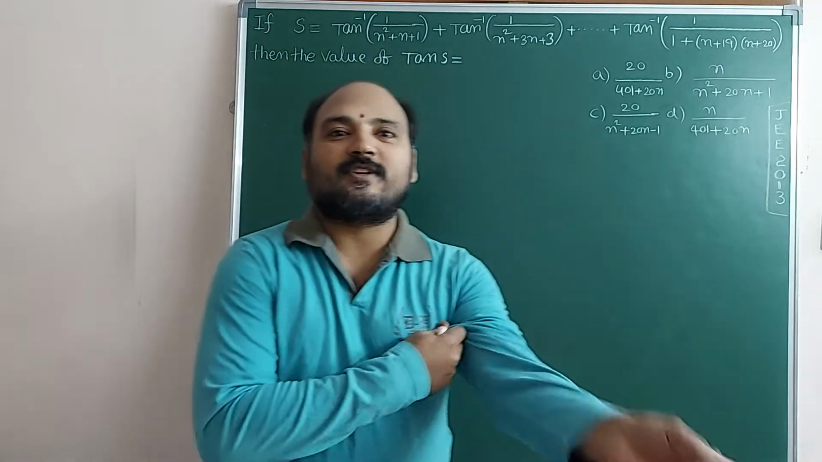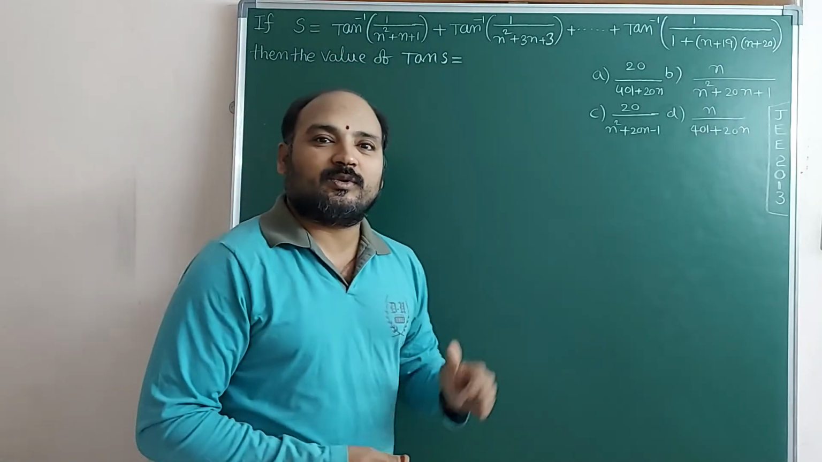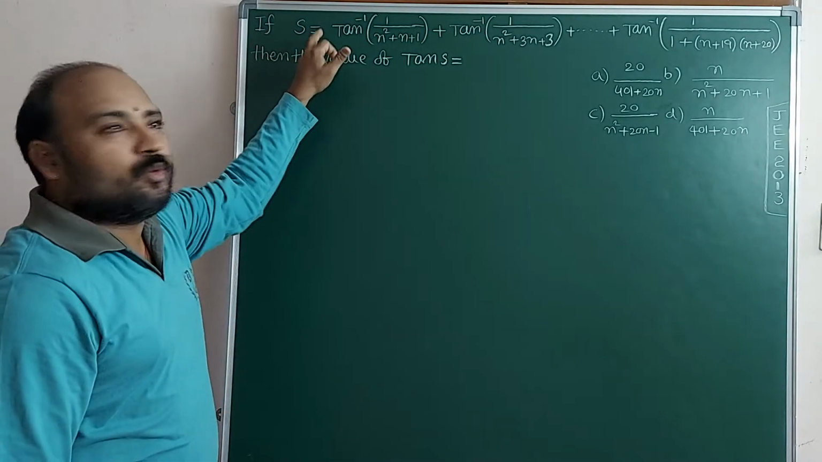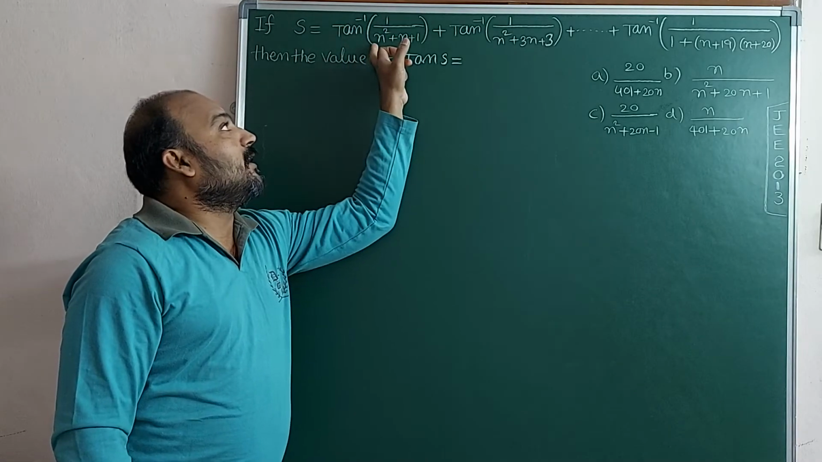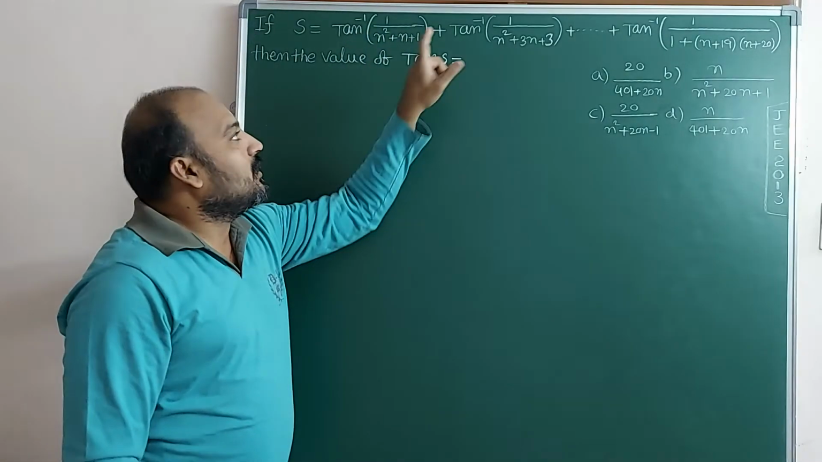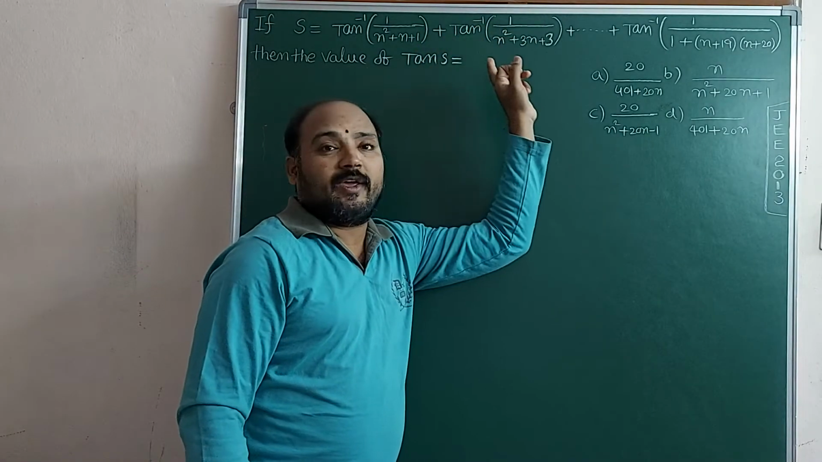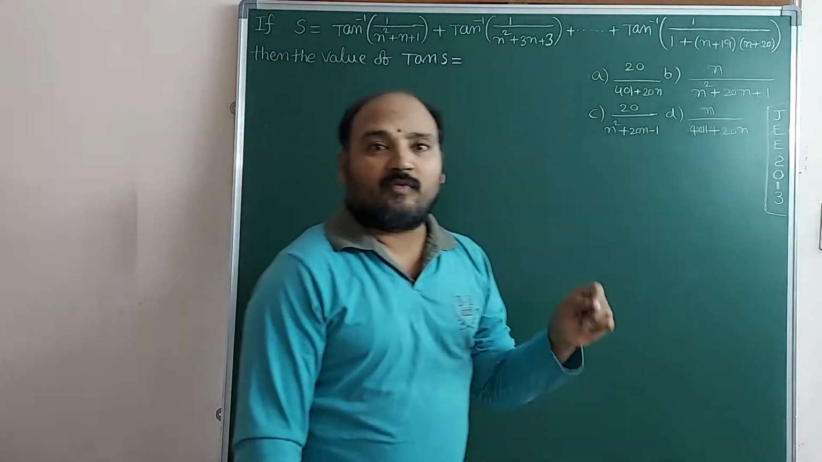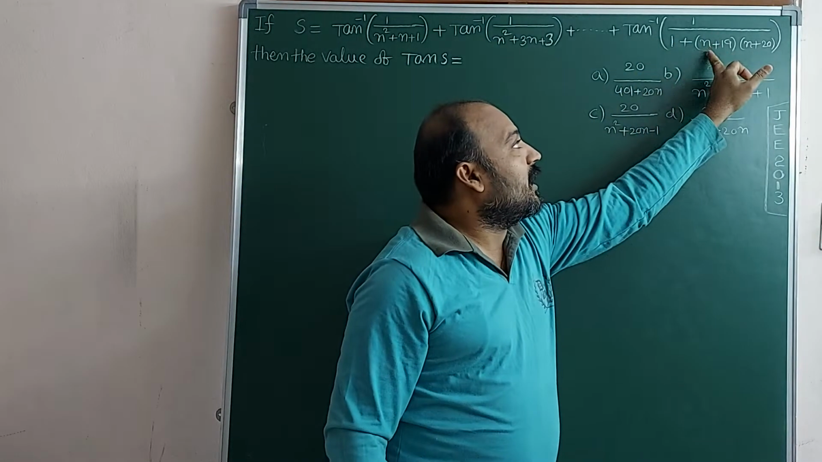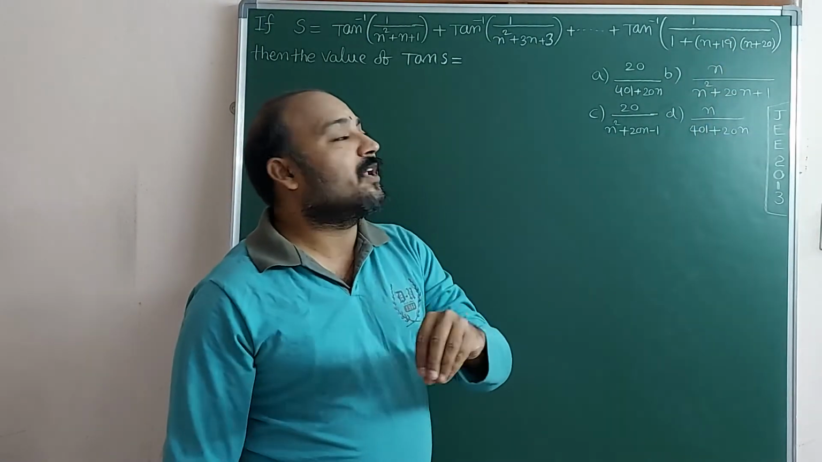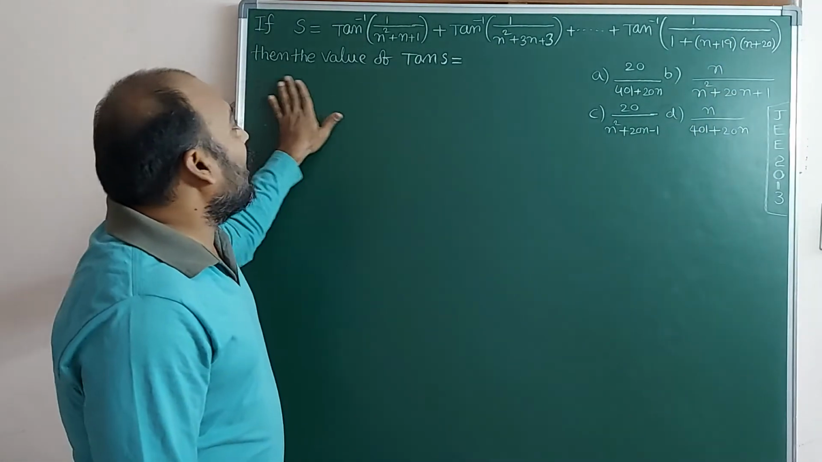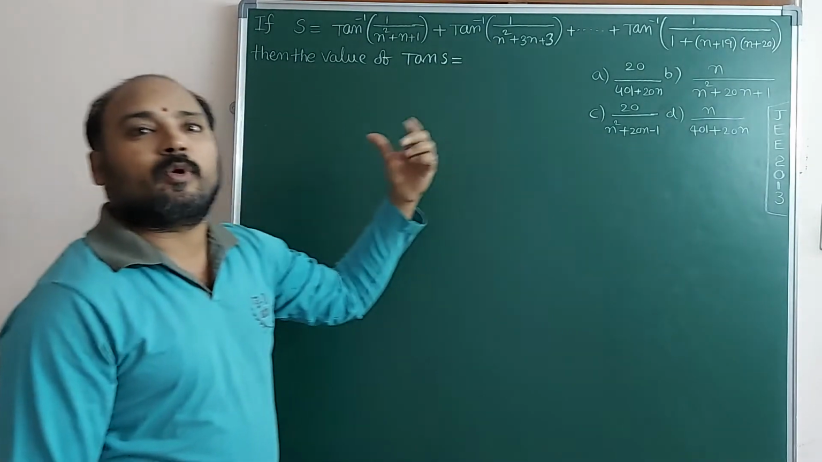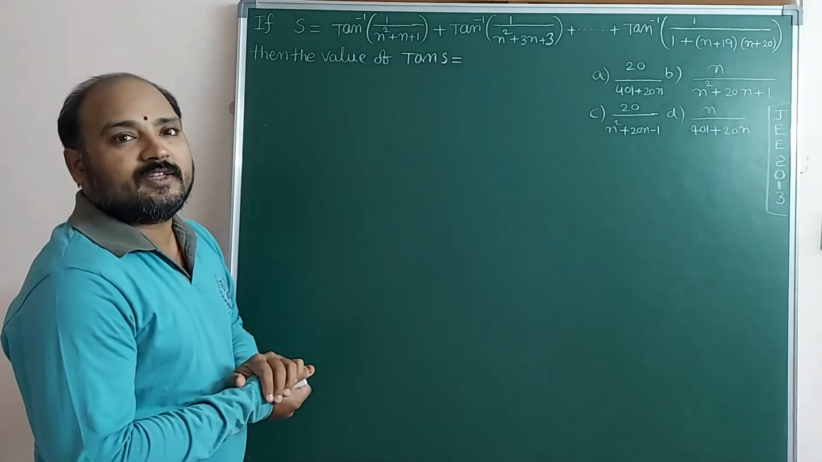In this video, inverse trigonometry JEE Main's previous year question we will discuss now. Let us have a discussion. The question is, if S equals tan inverse of 1 by n square plus n plus 1, plus tan inverse of 1 by n square plus 3n plus 3, plus and so on, tan inverse of 1 by 1 plus n plus 19 into n plus 20, then the value of tan S is, options are given. So how to get this value?